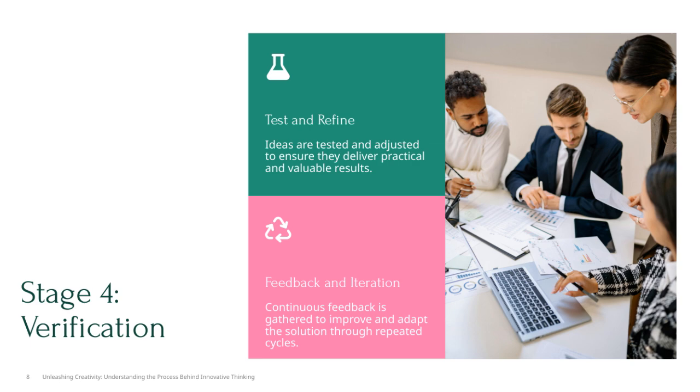The second key point is feedback and iteration. Here, continuous feedback plays a crucial role. We gather input from various sources and use it to improve the solution repeatedly. This ongoing cycle of refinement ensures that the end result is not only functional, but also adaptable and aligned with real-world needs. As you can see in the image, this collaborative approach involves active discussion and analysis, with data and insights driving the process forward. The flask icon represents experimentation, while the recycle icon highlights the iterative nature of this stage. Together, these elements emphasize how verification helps transform ideas into reliable, effective solutions.